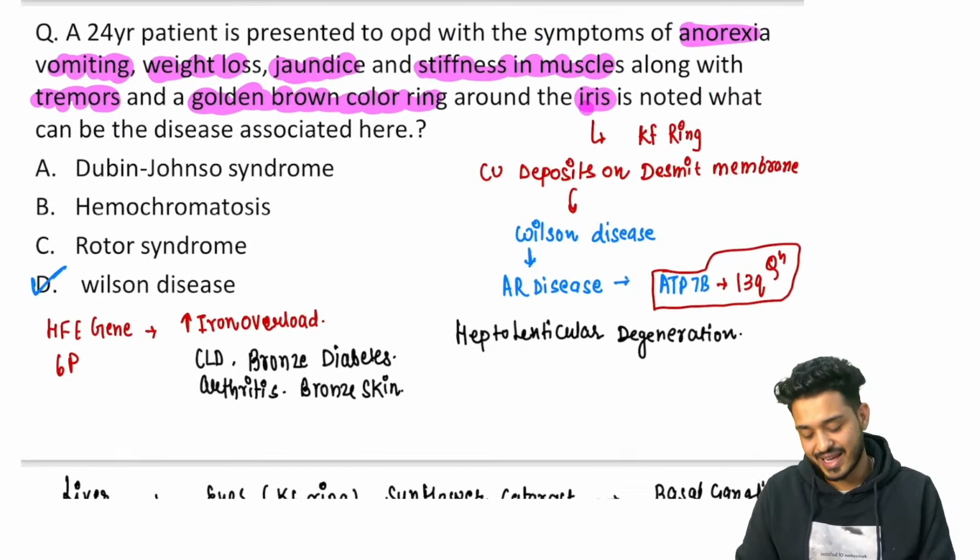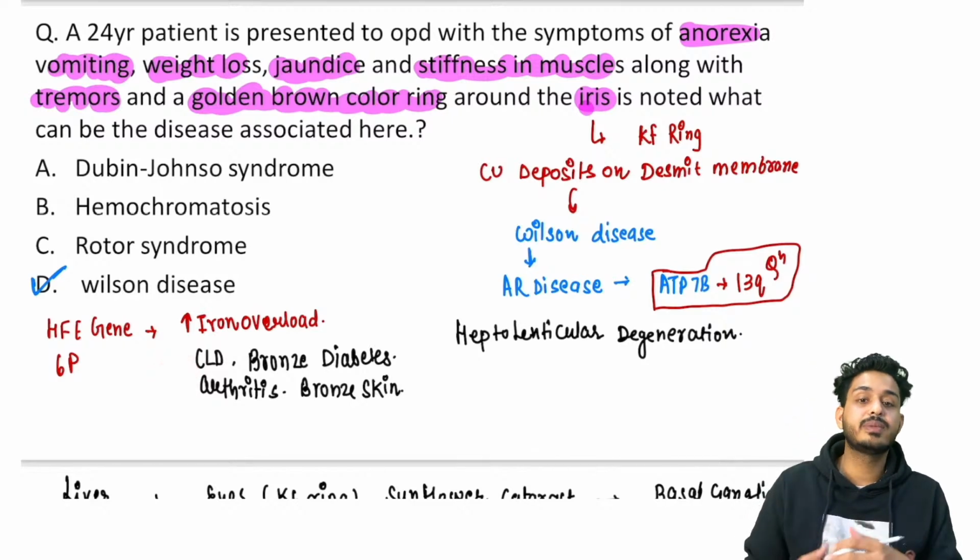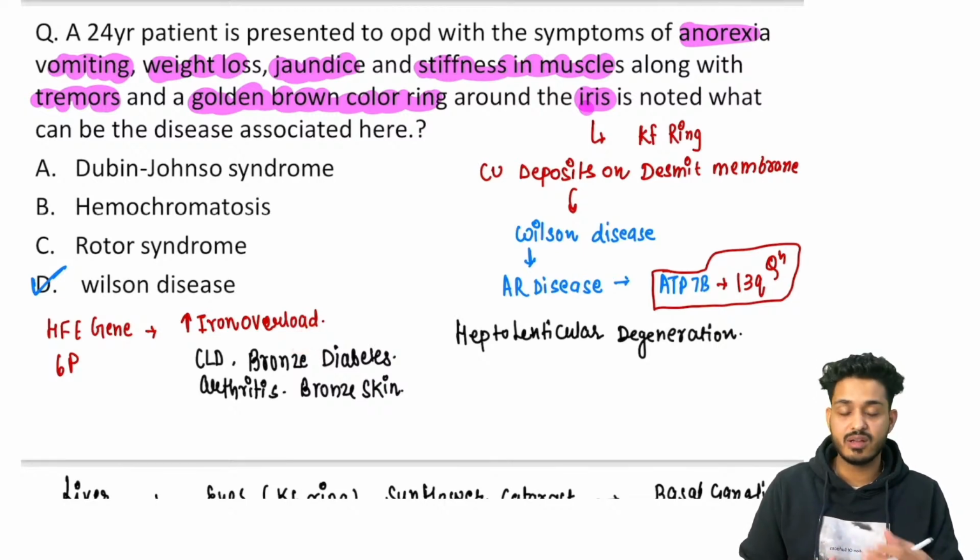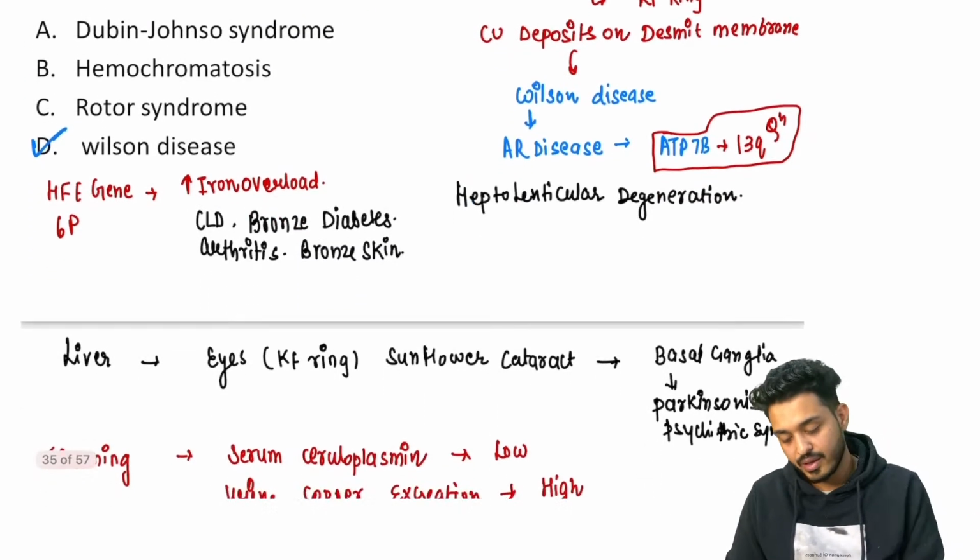And whenever this iron is going to deposit on the liver, you will be having scarring of the liver, chronic liver disease. When it is going into your pancreas, you will be having what, bronze diabetes. It is going to affect your skin, right? Basically iron deposition is going to affect, right?